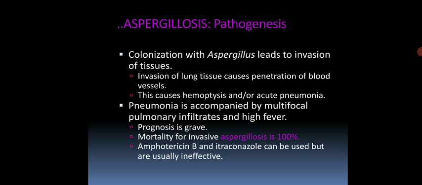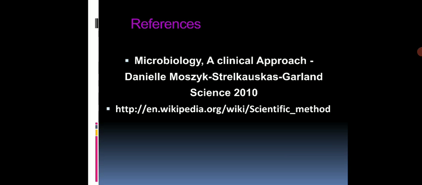It can be seen more and more in nosocomial infections associated with air conditioning systems. In pathogenesis, colonization with Aspergillus leads to invasion of tissues. It invades the lung tissue and causes penetration of blood vessels, and this causes hemoptysis and acute pneumonia, accompanied by multifocal pulmonary infiltration, high fever and poor prognosis. Mortality for invasive aspergillosis is 100%, and amphotericin B is the drug of choice, and itraconazole can also be used for treatment of this disease.